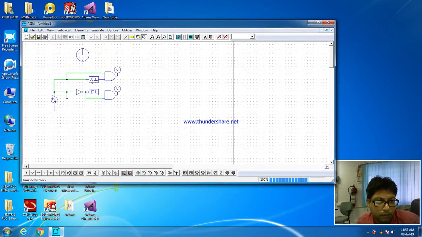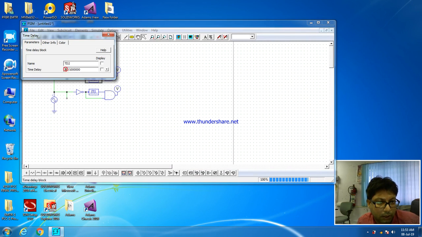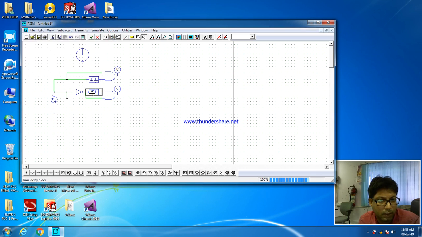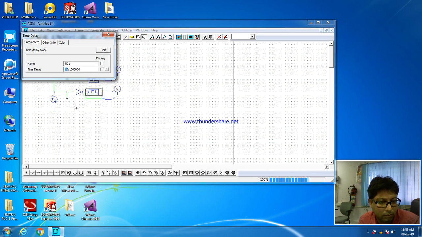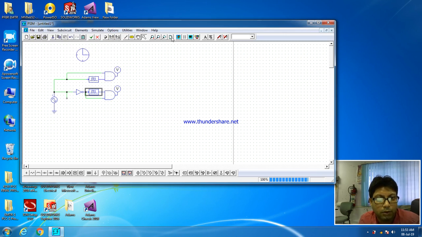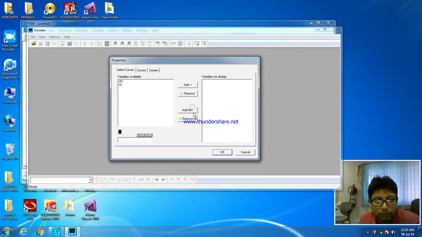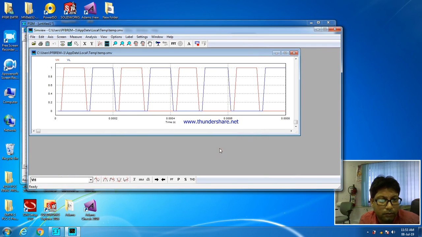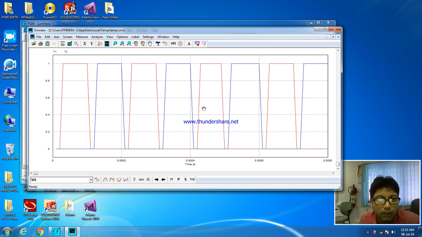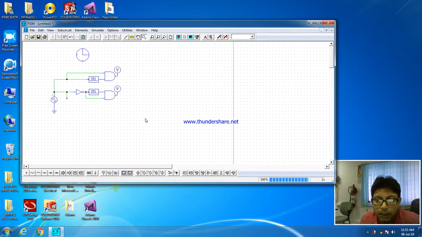So you can change this to 20, your dead time. Now you simulate, you are getting 20. So this period is 20. Now how to implement it? This is the very basic concept for simulation.